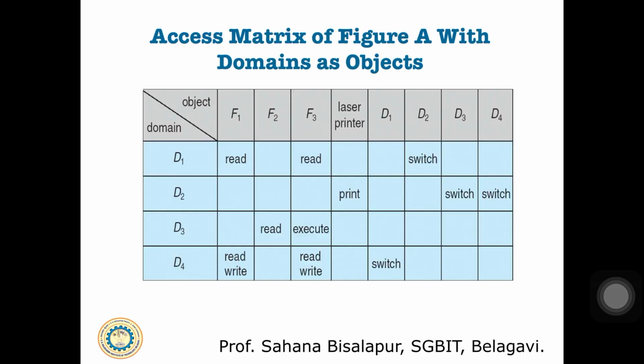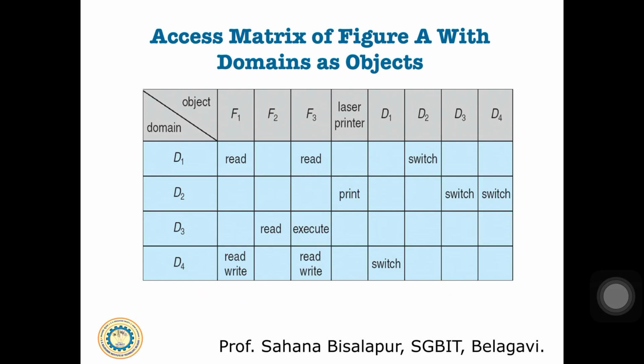So the first one we will see is switching. Whenever we switch a process from one domain to another, we do this by performing a switch operation on the object. Here the process should be able to switch from one domain to another domain. So how can the switching be performed here?